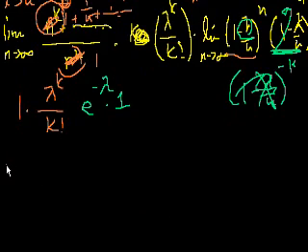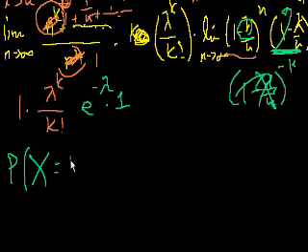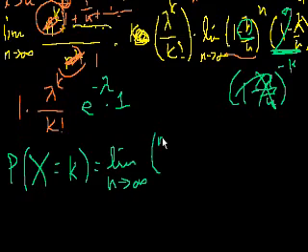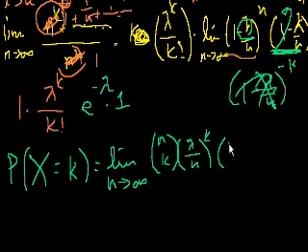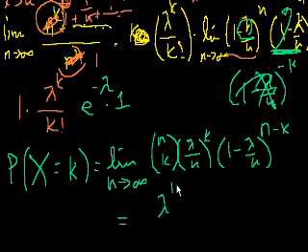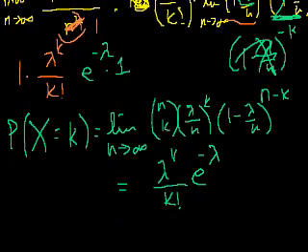We're done. The probability that our random variable, the number of cars that pass in an hour, is equal to a particular number, say 7 cars pass in an hour, is equal to the limit as n approaches infinity of n choose k times lambda over n to the k successes, times 1 minus lambda over n, to the n minus k failures. And we just showed that this is equal to lambda to the kth power over k factorial times e to the minus lambda.